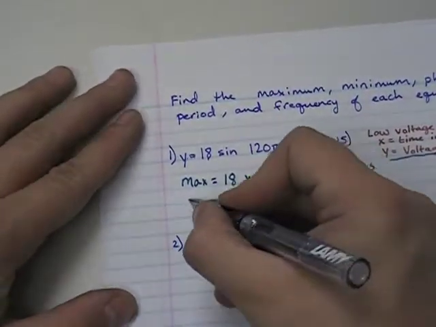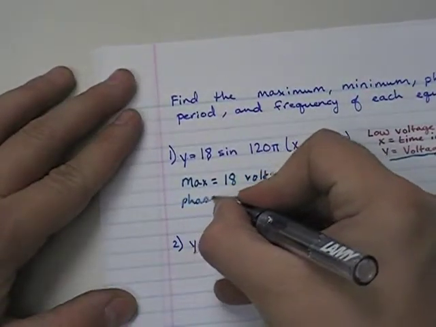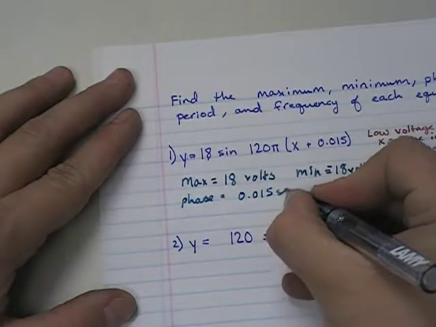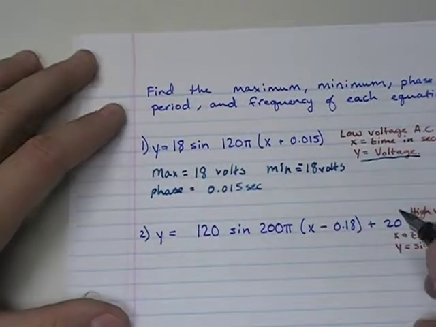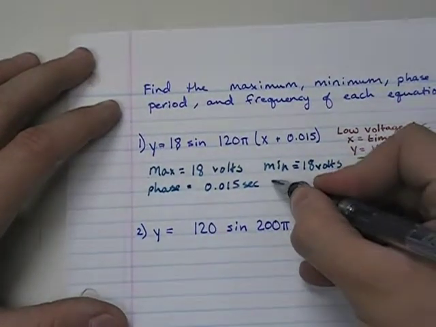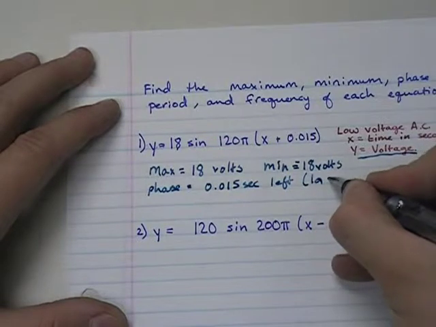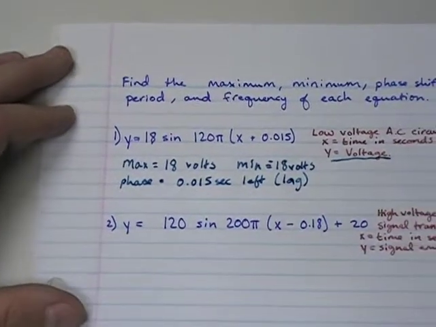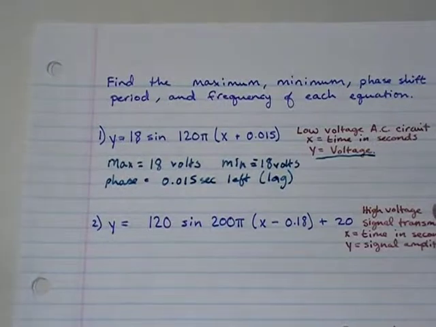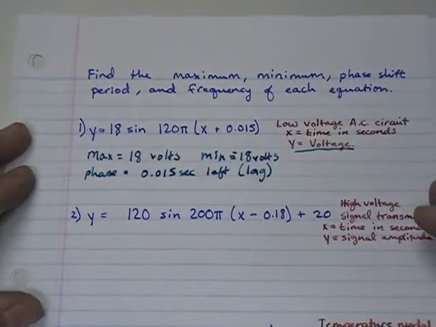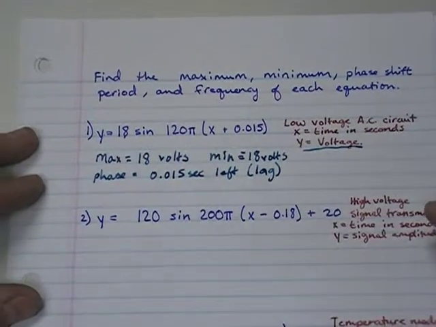So the phase shift is 0.015 seconds, and it would be to the left, or a lot of times in electronics terms, you say this is lagging. It's moved to the left, so it's behind, it's slower. Okay? The last thing we're asked to find is the period and the frequency.